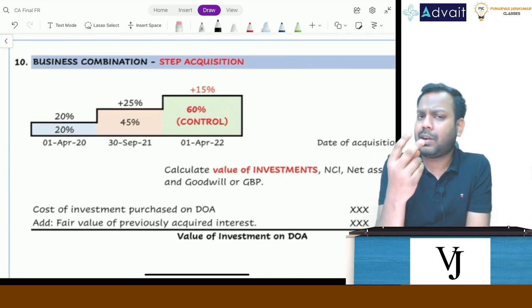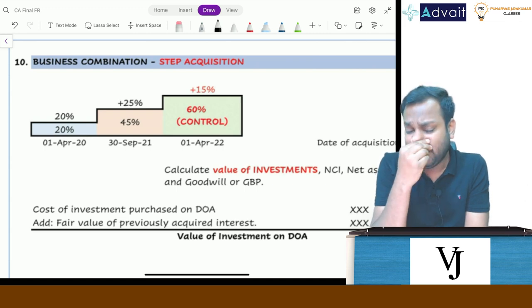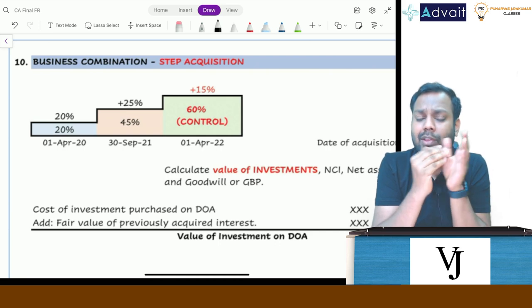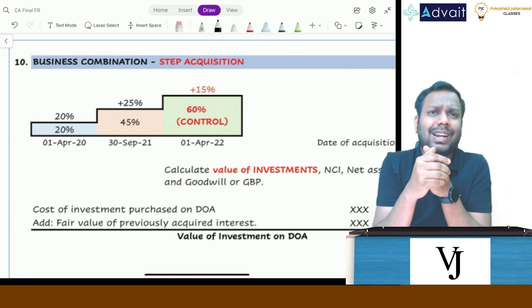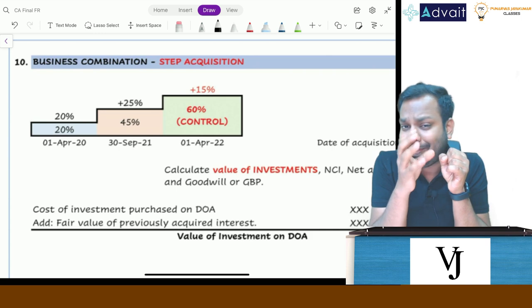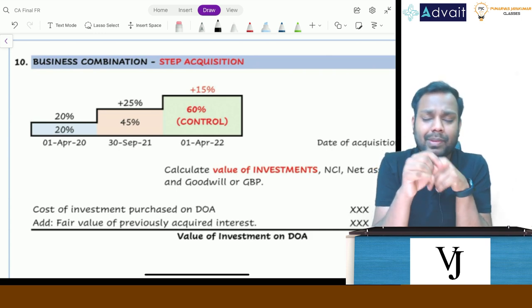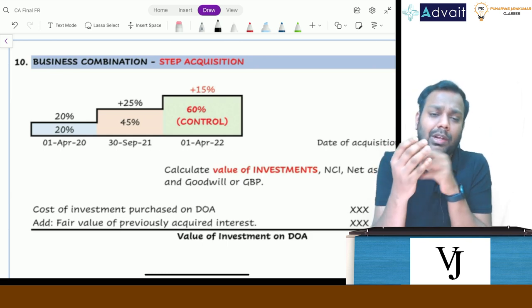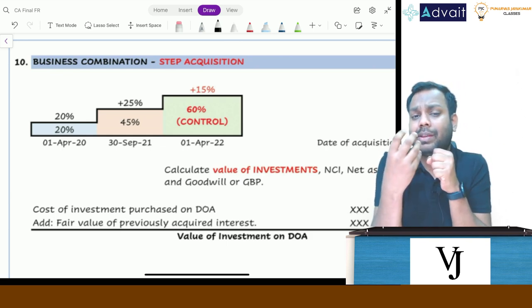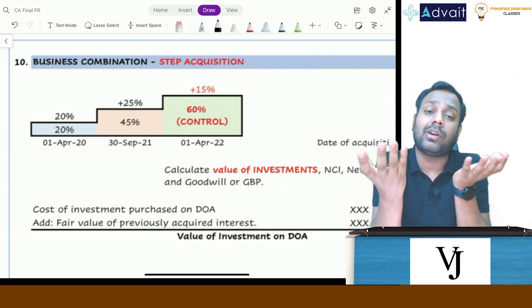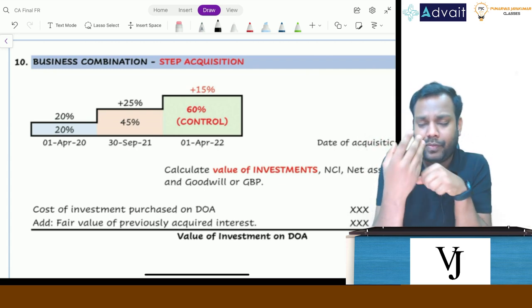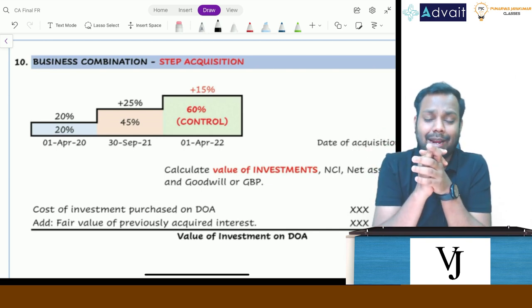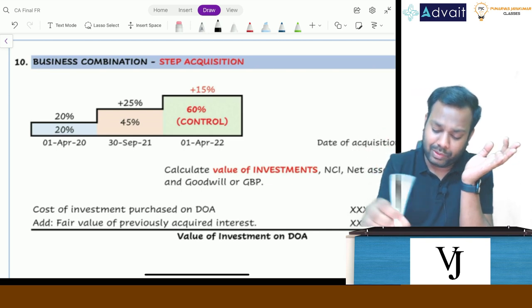See, there are two ways of acquiring any company. One is I go and acquire 60% at one time itself. That is called one shot acquisition. Second is I am acquiring in steps, bits and pieces. At one time I acquire 5%, then again 10%, then 5%, then 10%, then 8%, 9%, and then a stage will come when you have acquired control. Or like 20%, 15%, 30%, you will have acquired control. Okay, so the date when you acquire the control is called the date of acquisition.